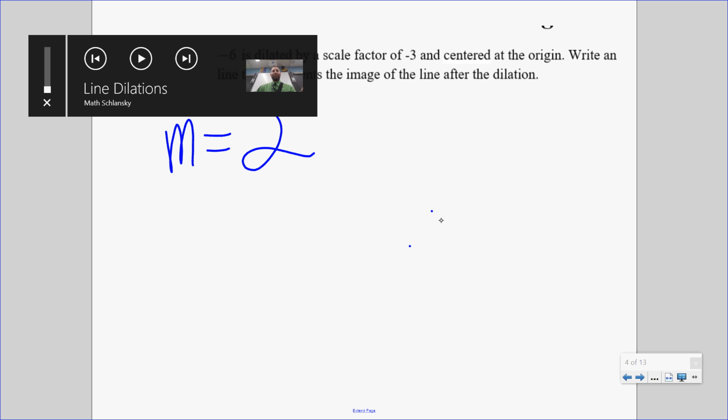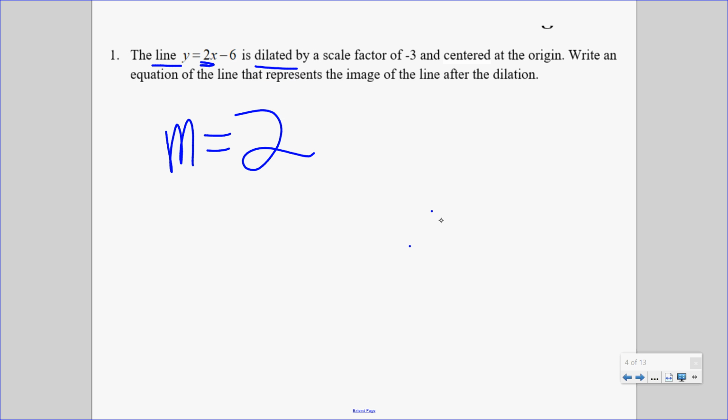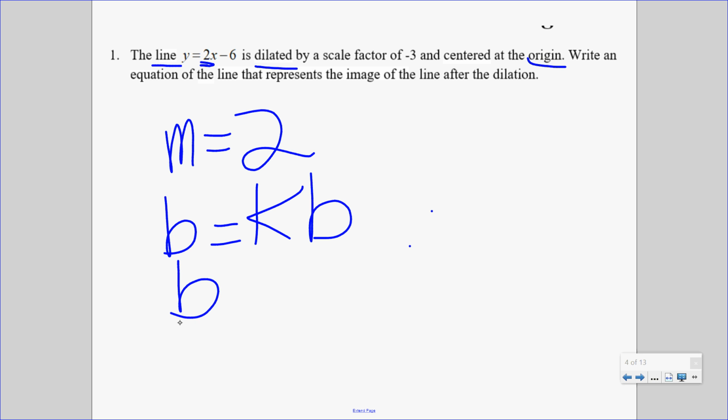Origin, multiply, scale factor, and b. I write b equals kb for short. What that means is my new b is k, my scale factor, times the original b.